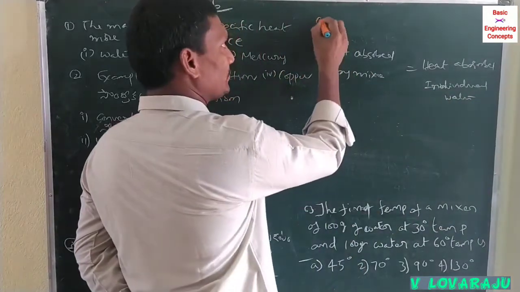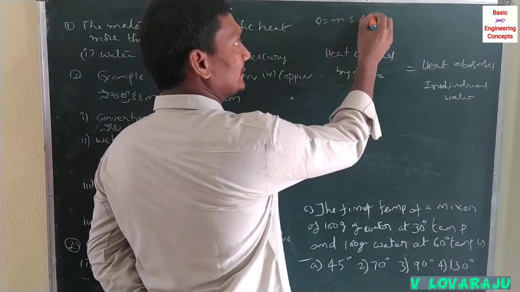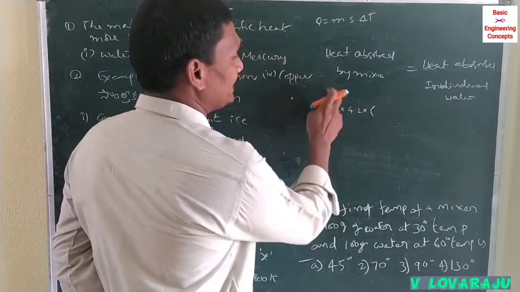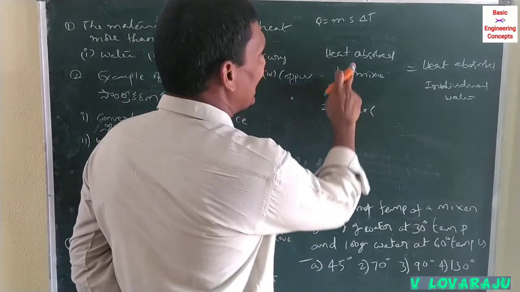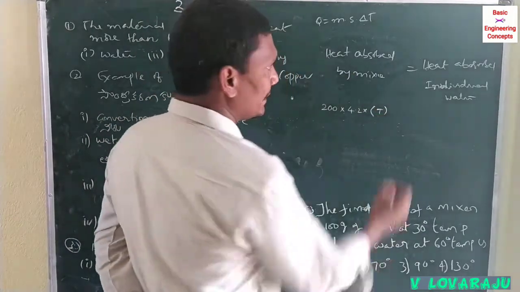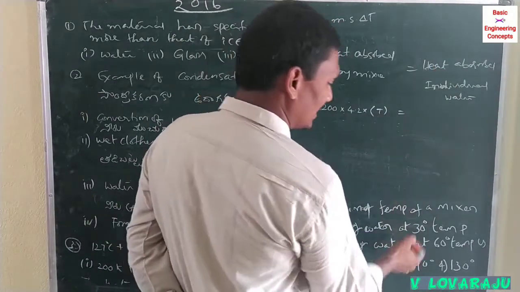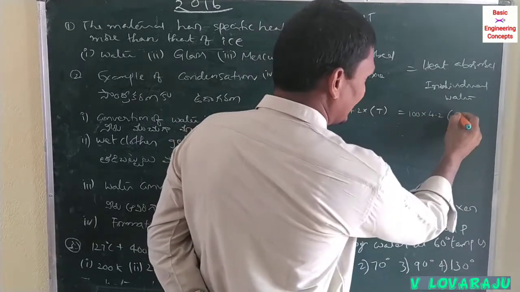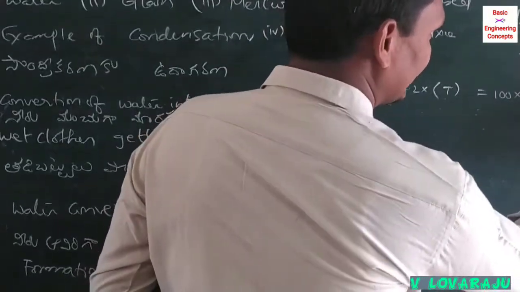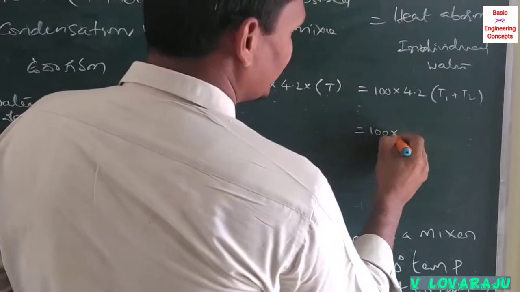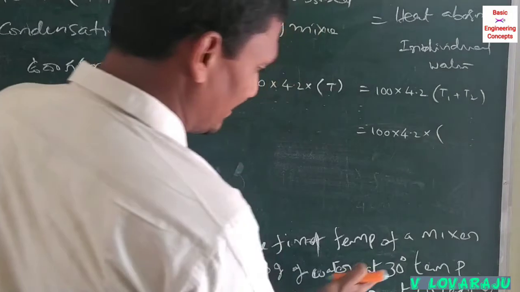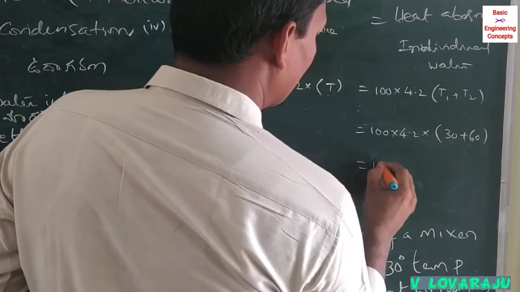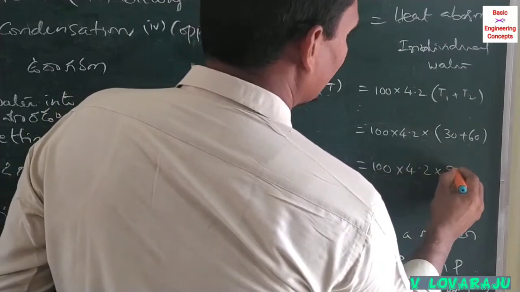That is, heat absorbed Q is equal to M into S into delta T. The mixture has two liquids, one is 100 grams, another one is 100. The total mixture weight is 200 grams and specific heat is 4.2 and its temperature, let it be T, is equal to the heat absorbed by the individual waters. First water: mass is 100 and specific heat is 4.2 and its temperature T1 plus T2. The first one is T1, the second one is T2. Substitute here: 100 into 4.2 into the first temperature 30 degrees, the second temperature 60 degrees. 30 plus 60. That is 100 into 4.2 into 90.